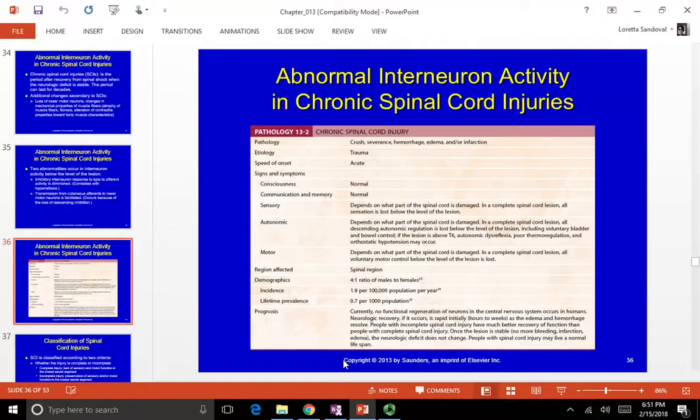The spinal region is affected. There tends to be a 4-to-1 ratio of males to females. Young males tend to get in more traumatic accidents than females, even though there certainly are females that have spinal cord injuries. Usually the pathology is crush, severance, hemorrhage, edema, or infarction of the spinal cord, and the etiology is trauma. In the next section, we're going to talk about the classification of spinal cord injuries and some other things specific to spinal cord injuries.